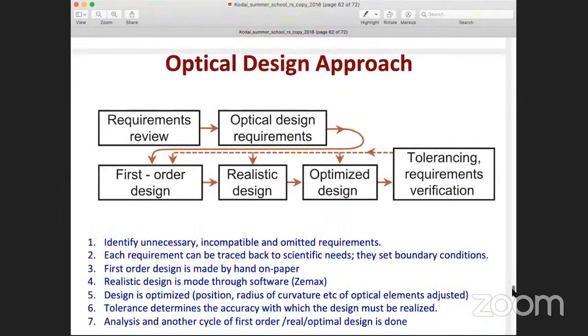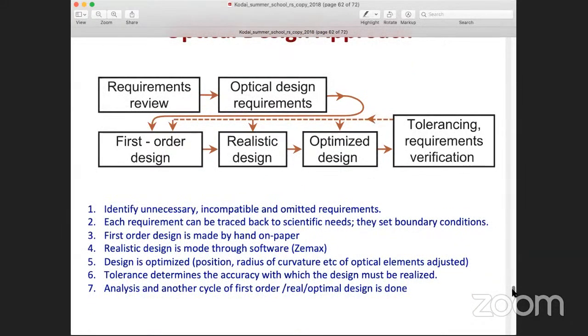Generally, the optical design approach is not straightforward. We have to go back and forth. We should start from the requirements, and the actual requirements should be translated to optical design requirements. Then the first order design should be made roughly, with pen and paper. Then we should go for a realistic design and an optimized design. And then after getting the tolerances, we should have feedback. So there should be a few iterations back and forth before we can finalize any optical design.